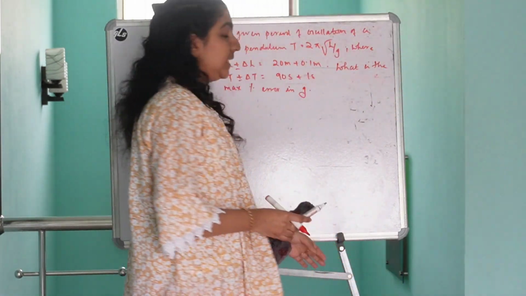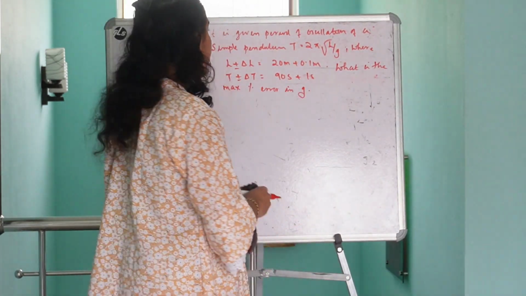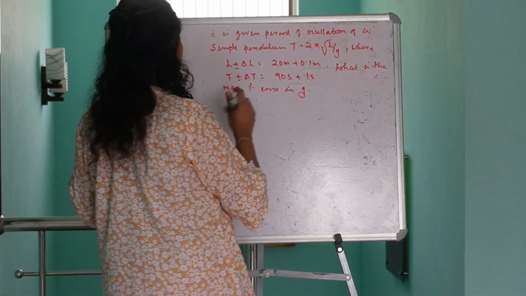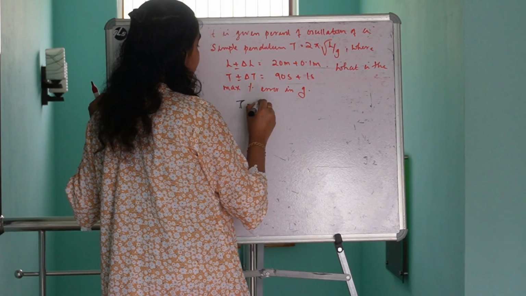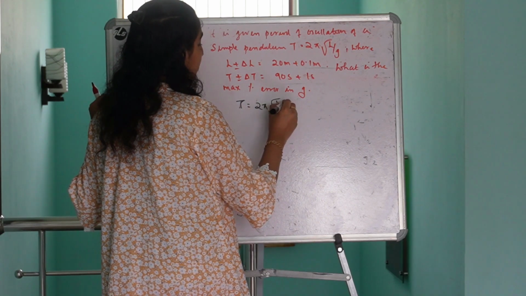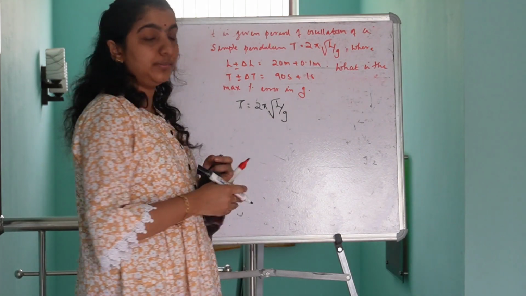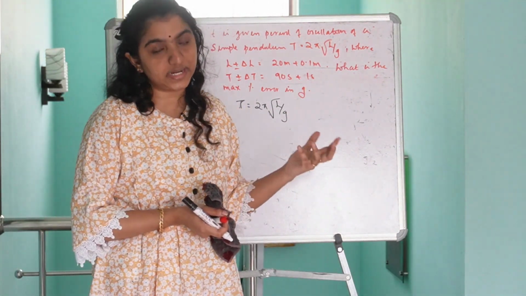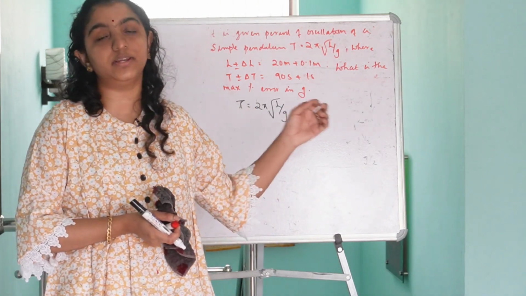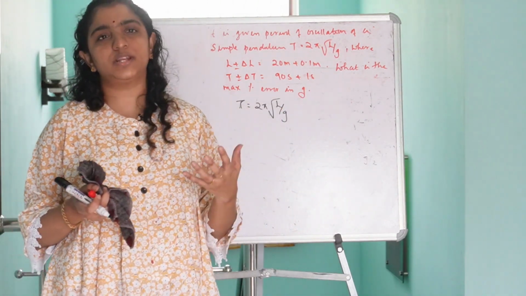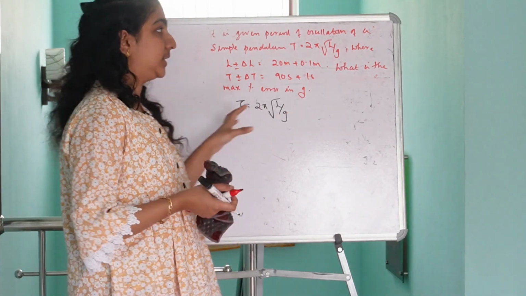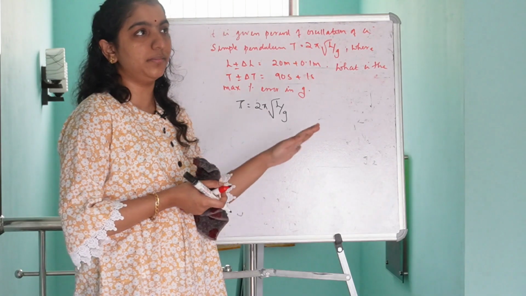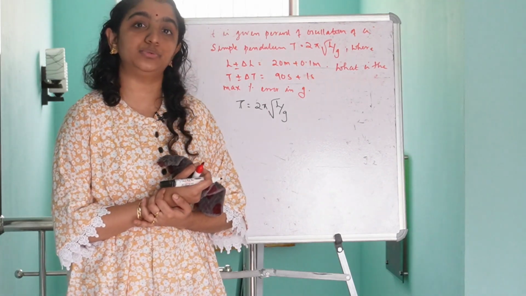So this is the last question under this topic. Here you are given an equation for the time period of oscillation, T is equal to 2 pi root L by G. Here T is the time period of oscillation, L is the length of the pendulum and G is the acceleration due to gravity. We will discuss everything about simple pendulum oscillation in some other chapter. For the time being, just understand T is the time period, L is the length of the pendulum and G is the acceleration due to gravity.